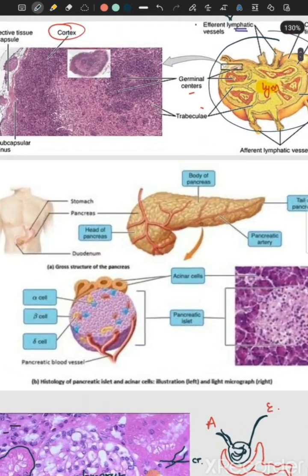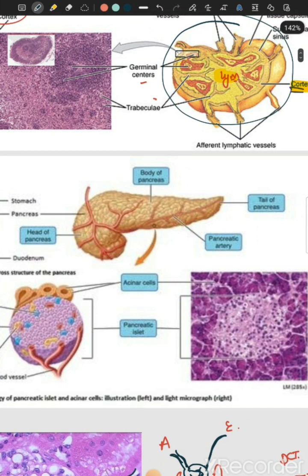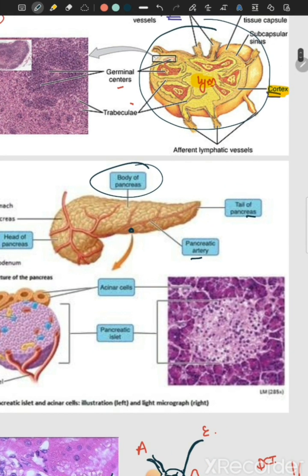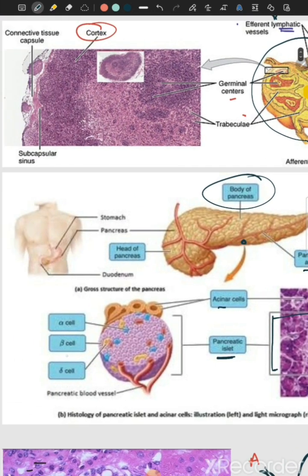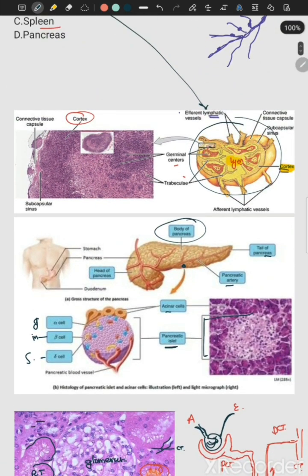Okay, now after that the third option is the pancreas. Now when we look at the pancreas, as I explained in the beginning, there is a body part, pancreatic artery, and tail part. You take one sample of the pancreas, and here are the pancreatic islets, given in the diagram, and the acinar cells are surrounded by them, and there are alpha, beta and delta cells: alpha for glucagon, beta for insulin, and delta cells for somatostatin. Pancreatic blood vessels are fine minute vessels surrounded by the given structure.